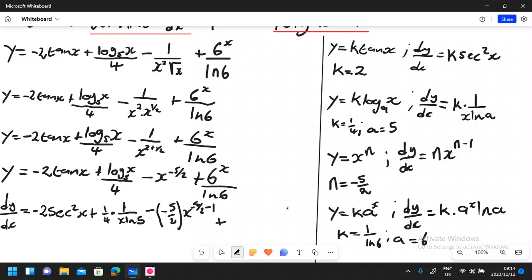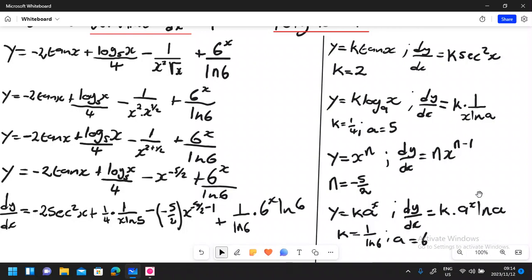Now let's do this. Now if you look at k, what is our k? K is 1 over natural log 6, and then multiplied by our a, which is 6 to the power of x, remember, and then natural log here, and then a, which is this one here. All right, so this is the derivative of this polynomial here.